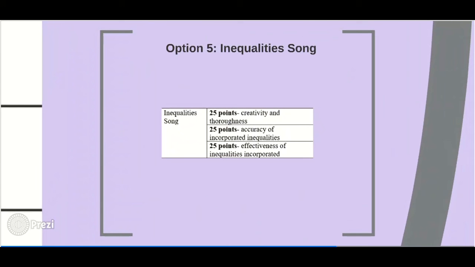And finally, this one really appeals to the musically talented, or the ones who like to write poems, that they write an inequality song. And it can be as in-depth about inequalities as they want it to be. It can be just about what the symbols mean. It can be about how to solve it or how to graph it, whatever they want it to be, as long as it is creative, it is accurate in their inequalities, and it is effective in how the inequalities are incorporated. It actually could teach someone something or help someone remember something about inequalities.